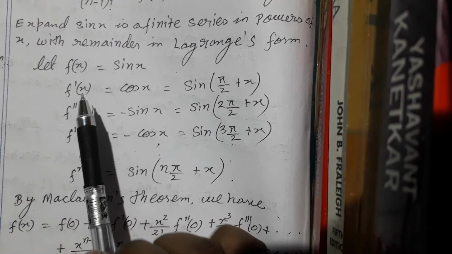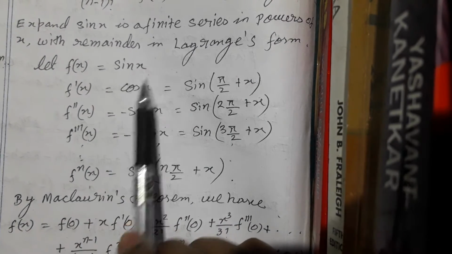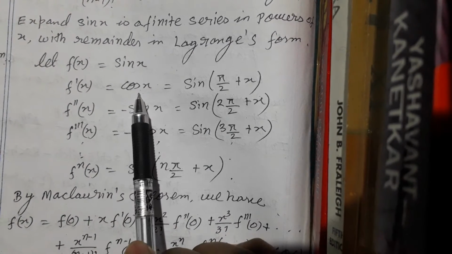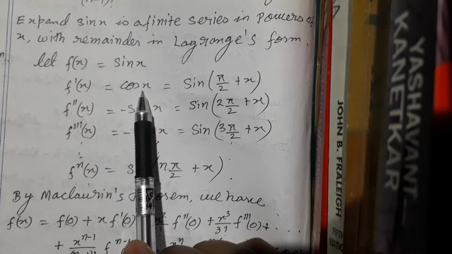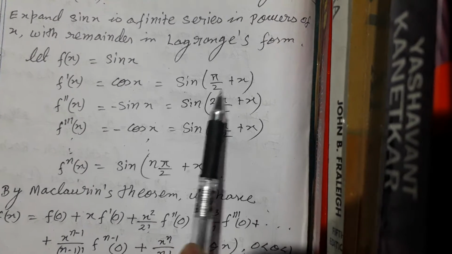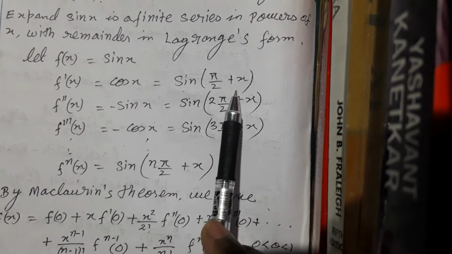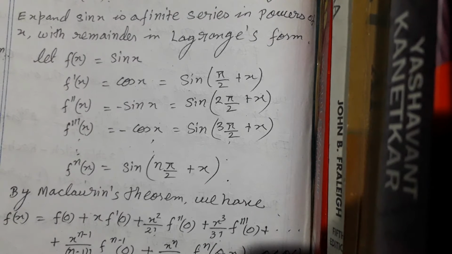Then we try to differentiate this. If we differentiate f(x), we get nothing but cos x. So I have cos x, and I've written here sin(pi/2 + x). I'll explain why I'm writing this.